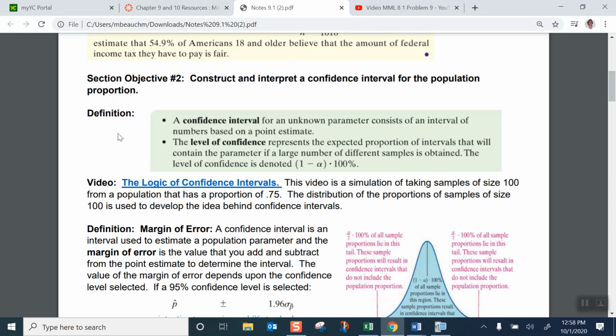What is a confidence interval? A confidence interval for an unknown parameter consists of an interval of numbers based on a point estimate. The level of confidence represents the expected proportion of intervals that will contain the parameter if a large number of different samples is obtained. We denote it 1 minus alpha times 100%.